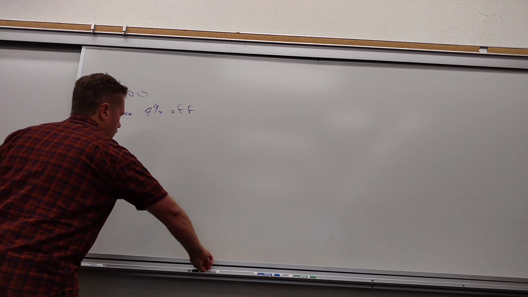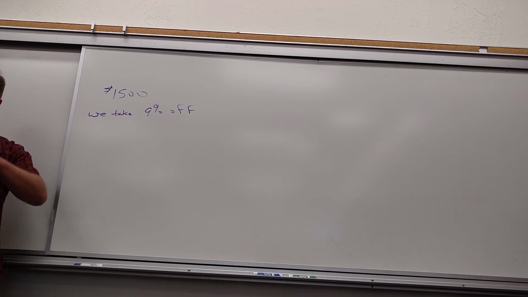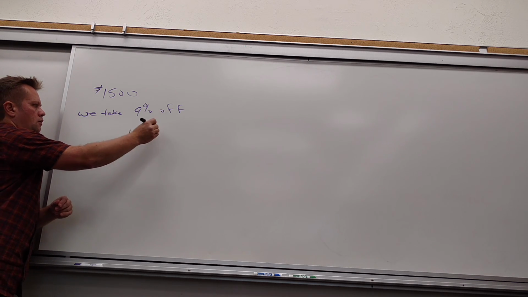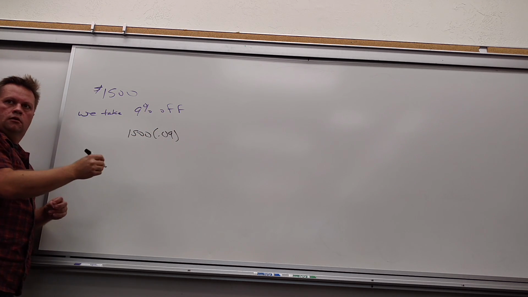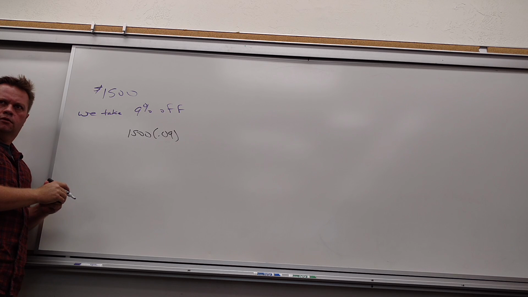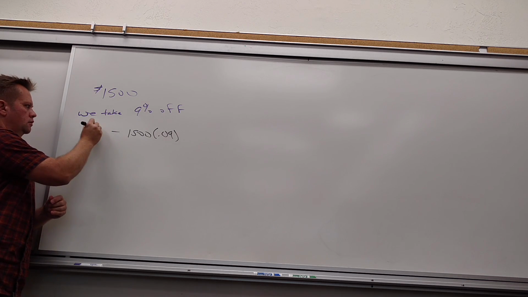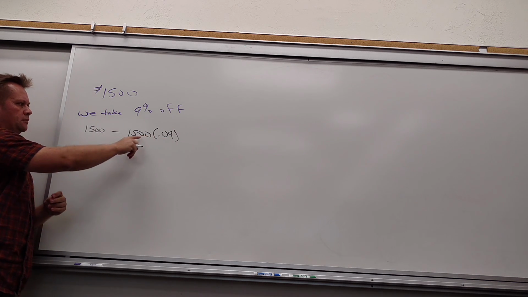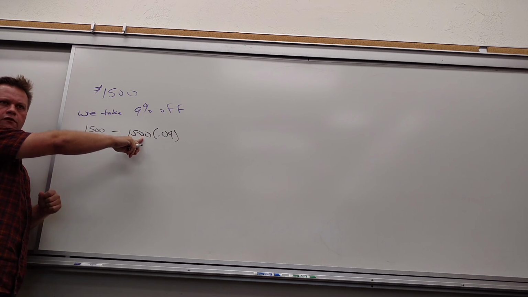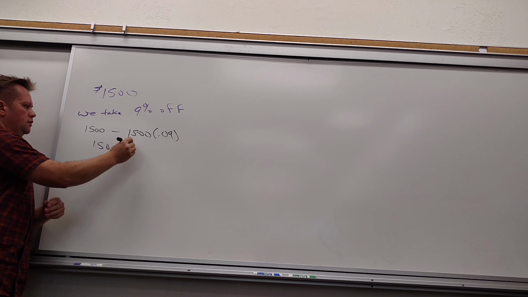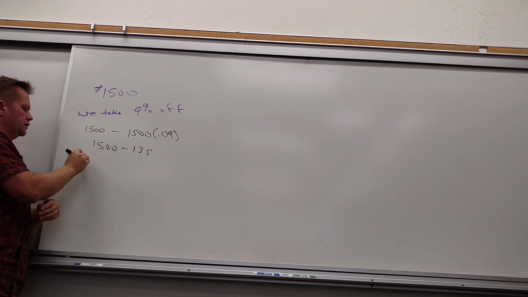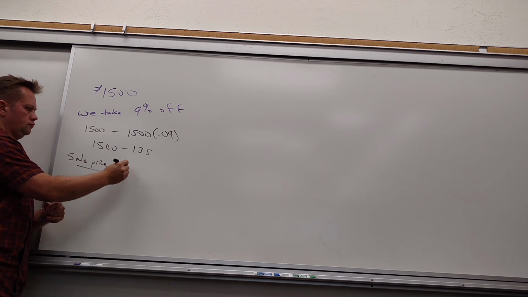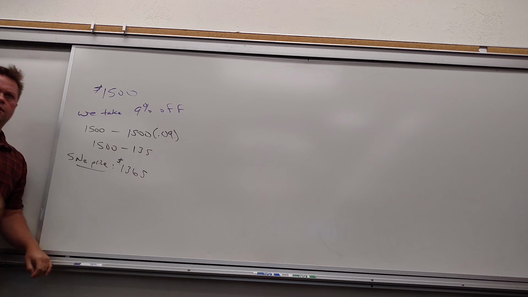All right. So who can tell me what are you doing to figure this out? Multiply 1,500 by 0.09. And then do what with that number? Subtract it from the total. So 135. Subtract from 1,500. So yeah, 0.09 times 1,500 is 135. I like it. So 1,500 minus 135. So the sale price is 1,365. All right. Is that cool?